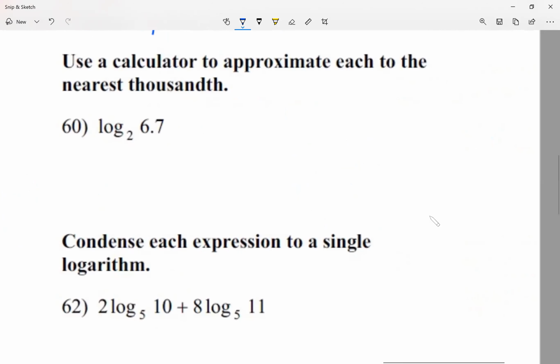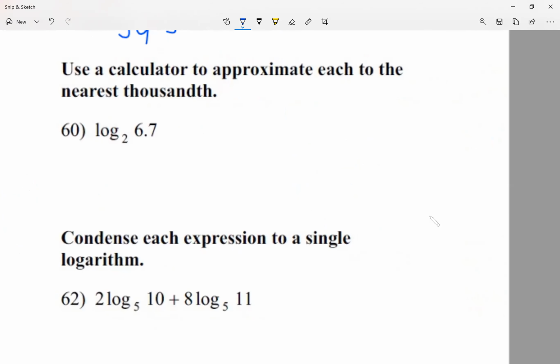And then we're going to use a calculator to approximate each to the nearest thousandth. Okay, before I look at the question, thousandth sounds like the number 1,000. Because of the TH, I know it is a decimal. 1,000 has 3 zeros. So thousandth has 3 decimal places. Okay, so my answer should have 3 decimal places.